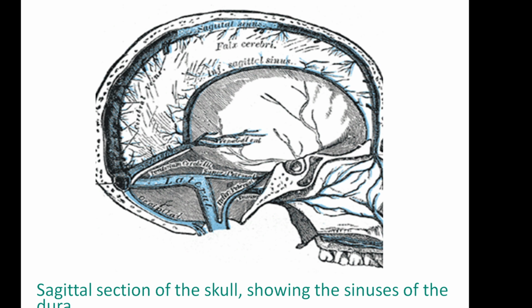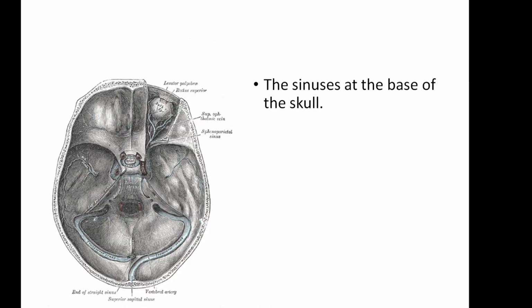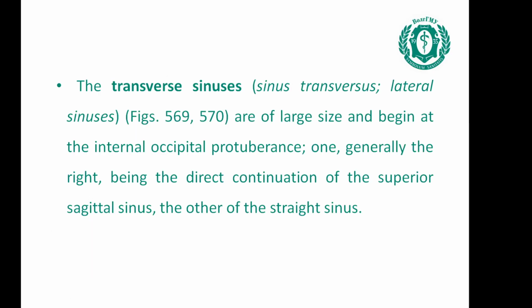Here you can see the sagittal section of the skull showing the sinuses of the dura. Tentorium cerebelli from above. The sinuses at the base of the skull. Then we will talk about transverse sinuses.